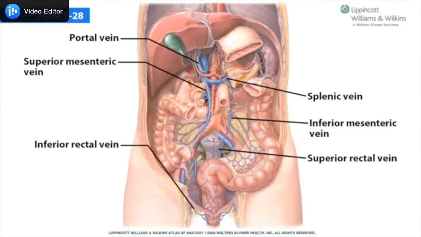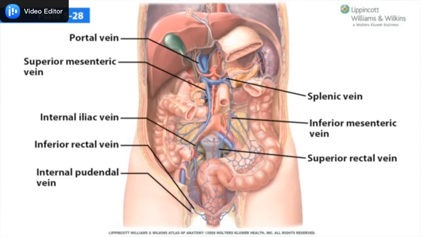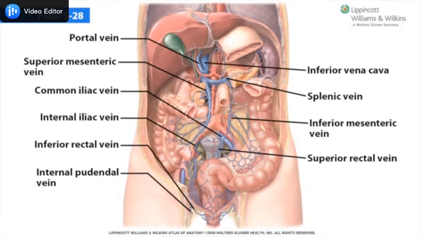The inferior rectal vein drains into the internal pudendal vein, which drains into the internal iliac vein, which drains into the common iliac vein, which joins the contralateral common iliac vein to form the inferior vena cava.